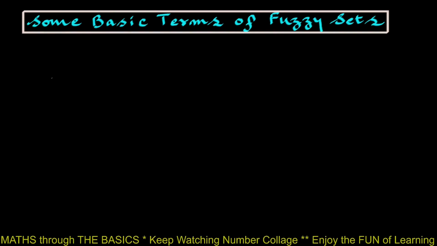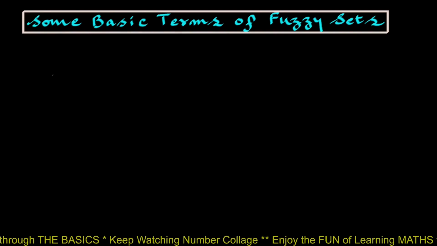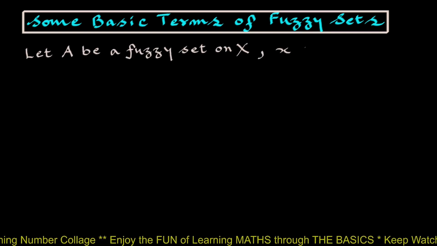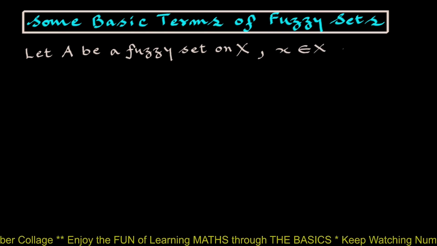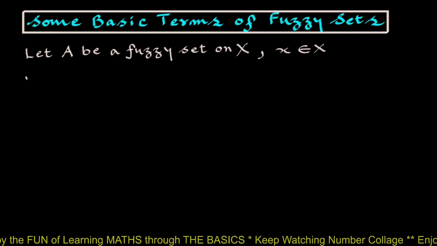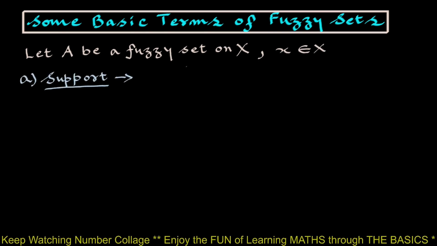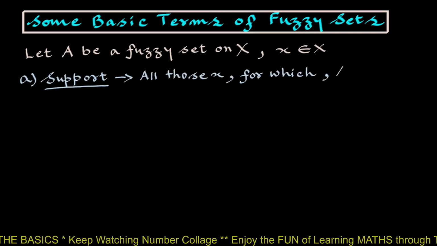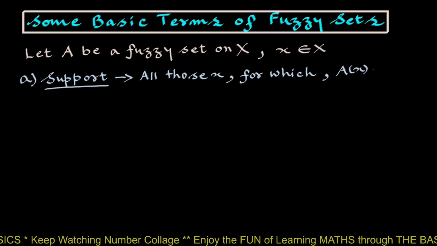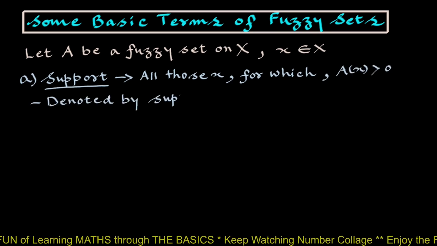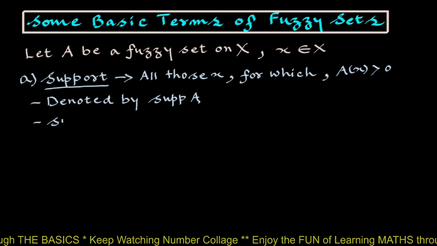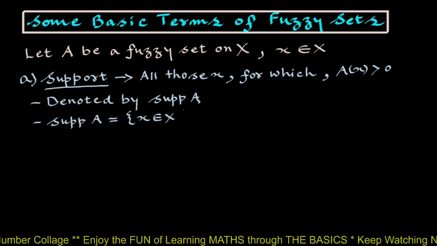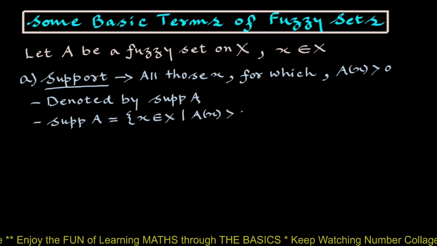Let us get acquainted with some basic terms of fuzzy sets. Let A be a fuzzy set on X, where every x belongs to universal set X. First basic term is support. Support is all those values of x for which grade value A of x is positive. It is denoted by sup A. So sup A is all those x belonging to X such that A of x is positive.